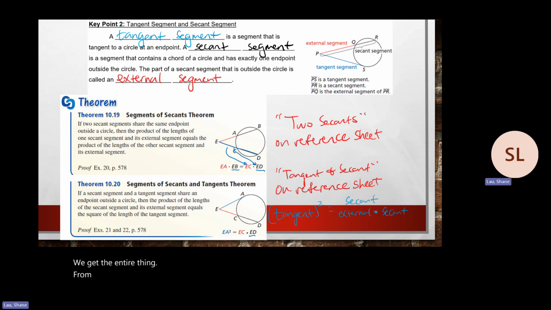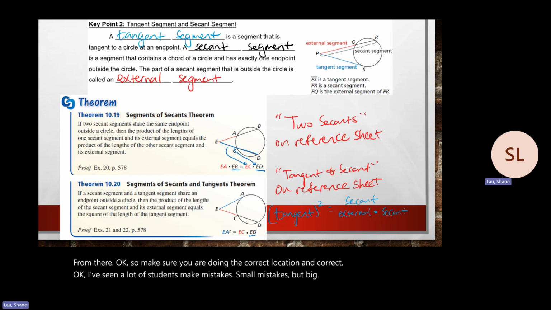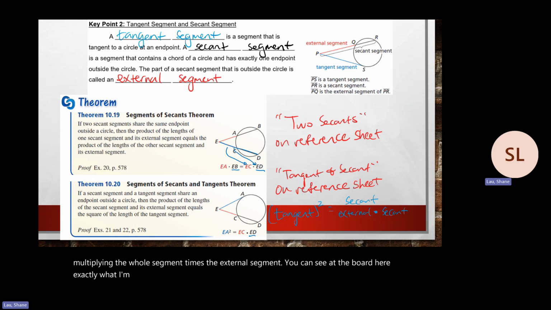Make sure you are doing the correct notation, the correct calculation. I've seen a lot of students make small mistakes, but with big end results, so make sure you are not making those small mistakes. And the same thing for 10.20, ED is the whole segment. So make sure that you are multiplying the whole segment times the external segment. You can see on the board here exactly what I'm saying.